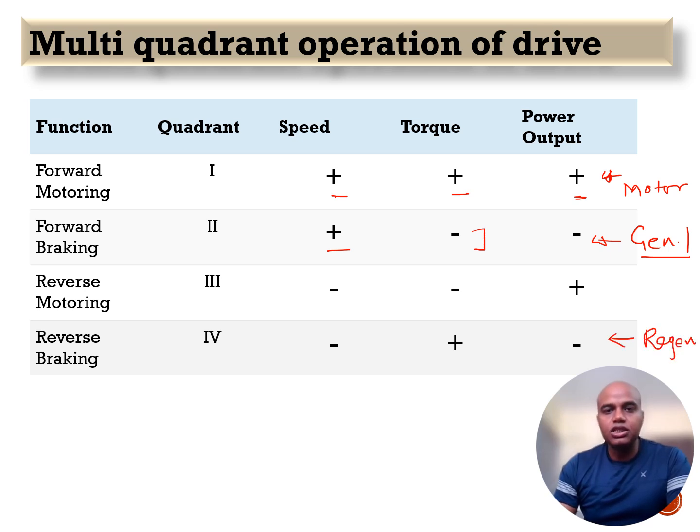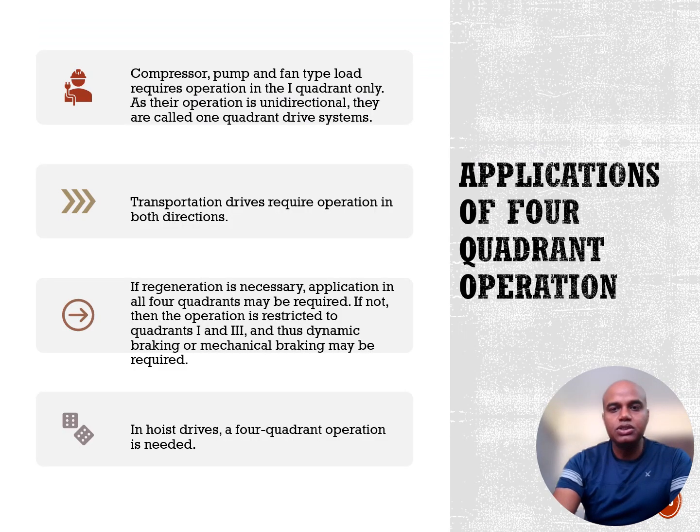And in this third quadrant, both the direction of my rotor and the torque produced by the motor are changed, and therefore the power output again remains positive. So this is again my motor action. Taking the applications, we can have applications such as compressor, pump, and fan type loads, which require only operation in the first quadrant, which is nothing but forward motion. There is no braking required either. So all these simple kinds of applications are run in the first quadrant.